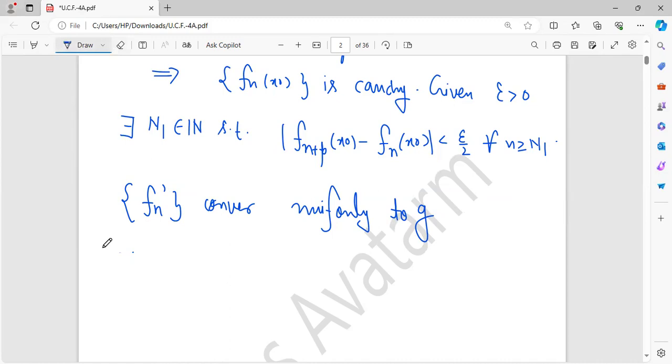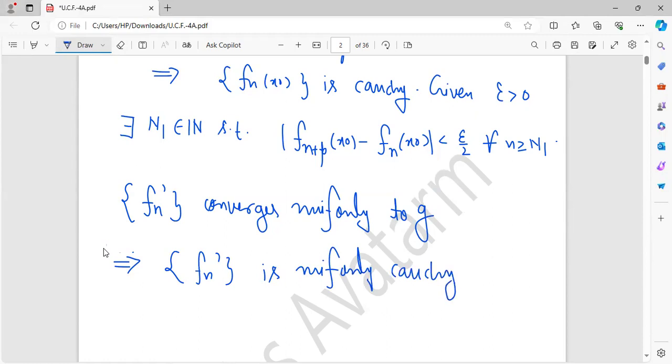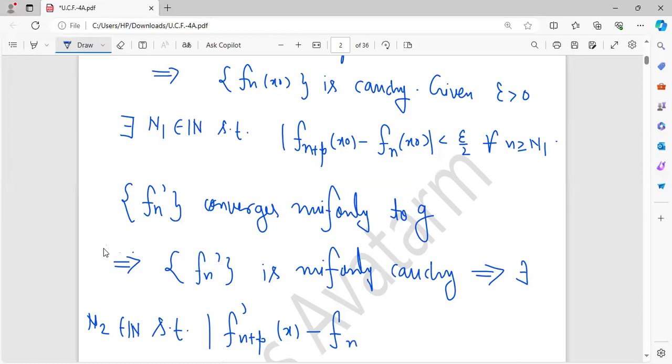So f_n dash converges uniformly to g. This implies f_n dash is uniformly Cauchy. So this implies there exists capital N2 belonging to N such that |f_{n+p}'(x) - f_n'(x)| is less than epsilon upon 2(b - a). Okay, so this will work as epsilon, for all n greater than or equal to capital N2 and x belonging to the closed interval [a, b].